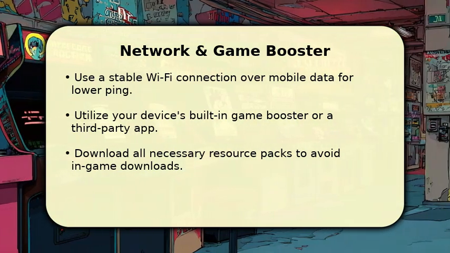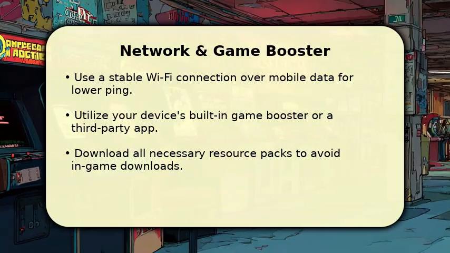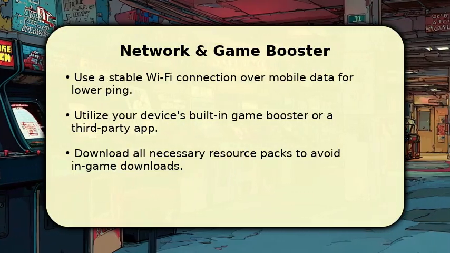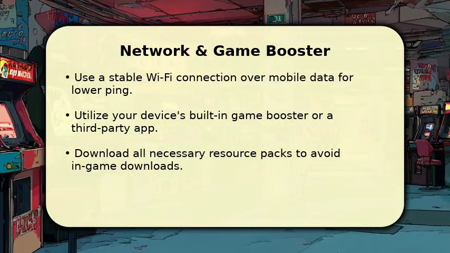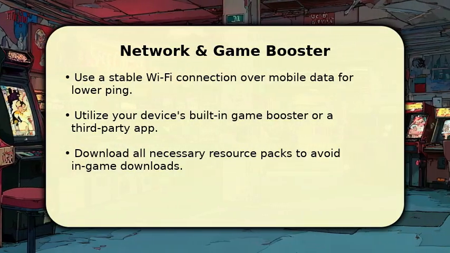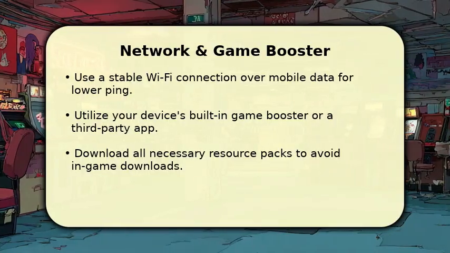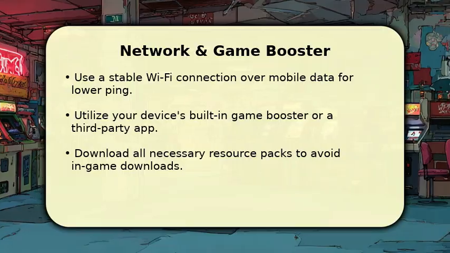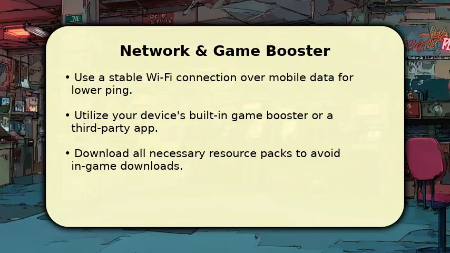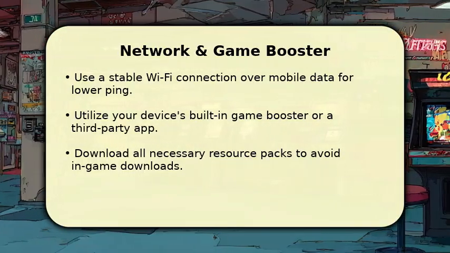For a better connection, always prioritize a stable Wi-Fi network over mobile data to achieve lower ping and reduce lag spikes. Many devices come with a built-in game booster. Activate it, or consider a reputable third-party booster application to prioritize game resources. Also, make sure you download all necessary in-game resource packs beforehand. This prevents the game from downloading assets during gameplay, which can cause significant stuttering.